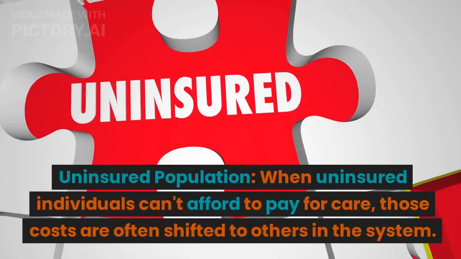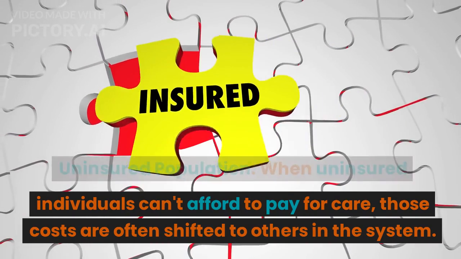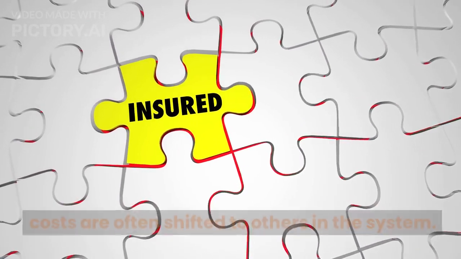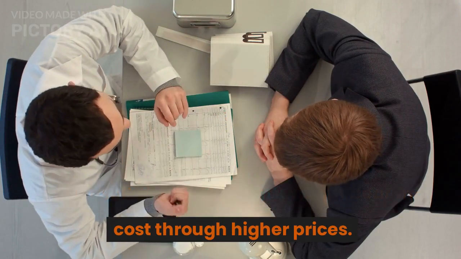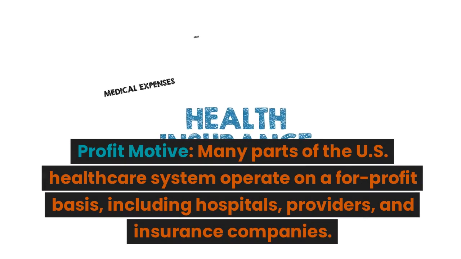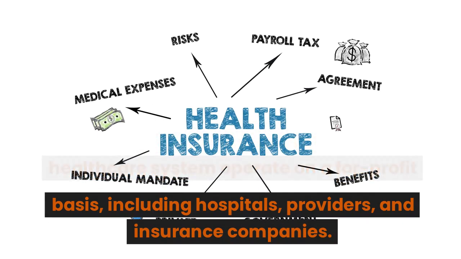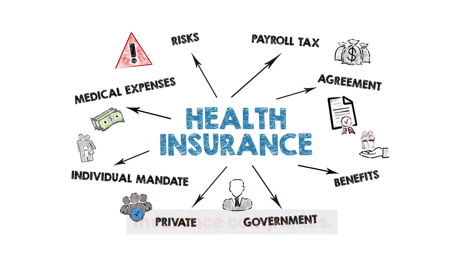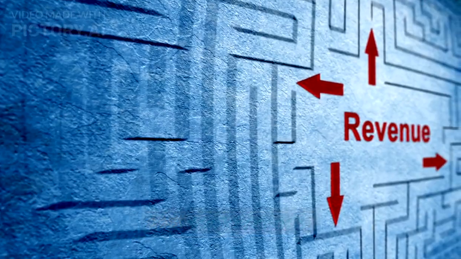Uninsured population. When uninsured individuals can't afford to pay for care, those costs are often shifted to others in the system. As a result, insured patients might bear the cost through higher prices. Profit motive. Many parts of the U.S. healthcare system operate on a for-profit basis, including hospitals, providers, and insurance companies. This can prioritize revenue generation over cost containment.